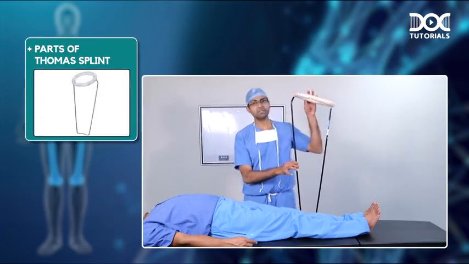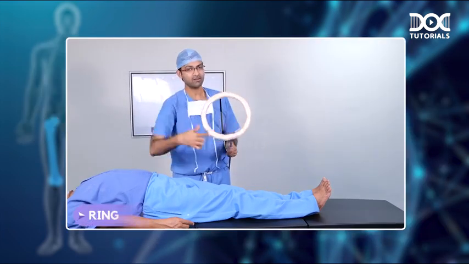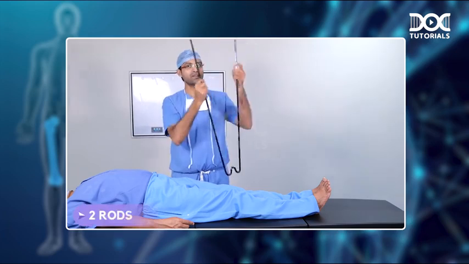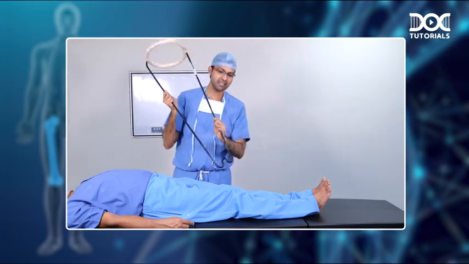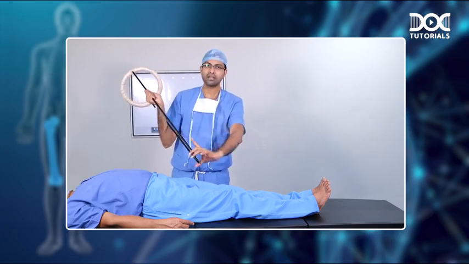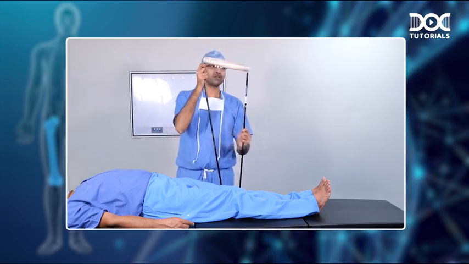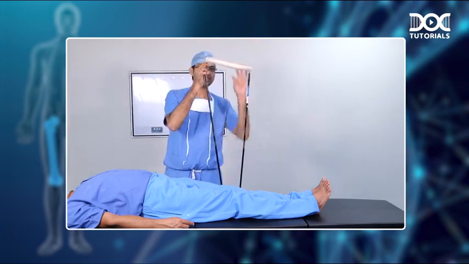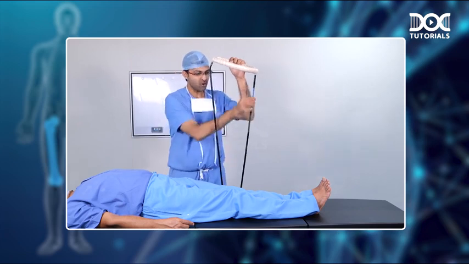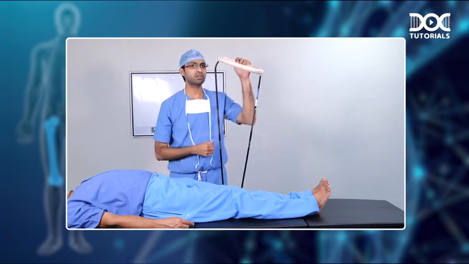Now, what are the parts of the Thomas splint? If you see, you can see that there is a ring in the uppermost part and there are 2 rods on either side which is connected at the bottom. You can see that both the rods are tapering towards the bottom. And if you notice carefully, you will see that one side is shorter than the other, isn't it? And this shorter rod should go on to the medial aspect of the leg.